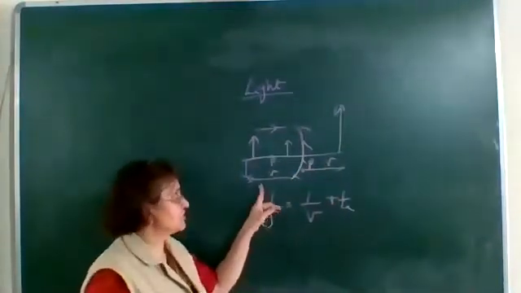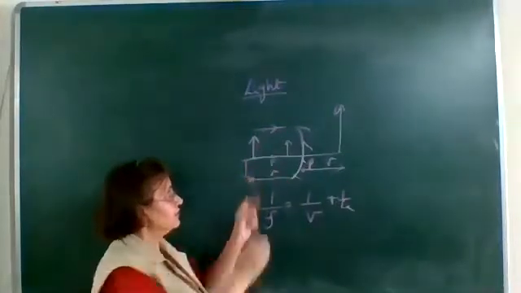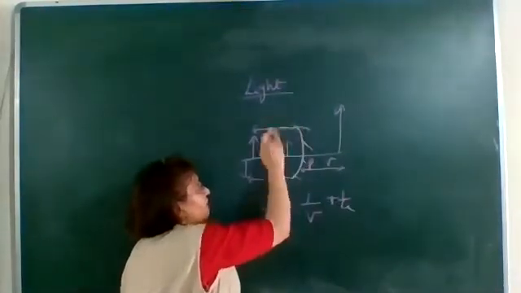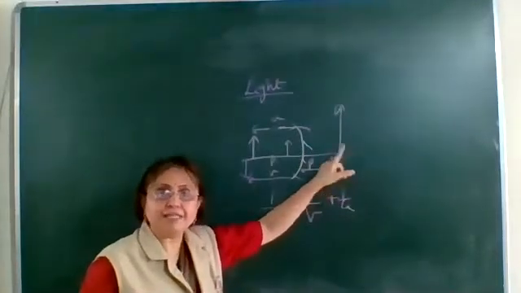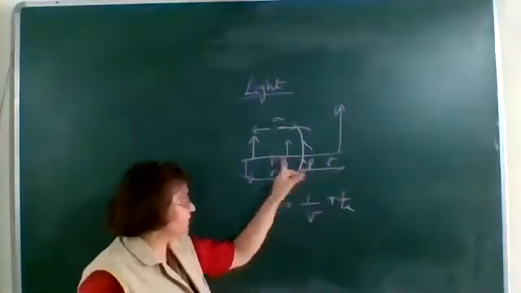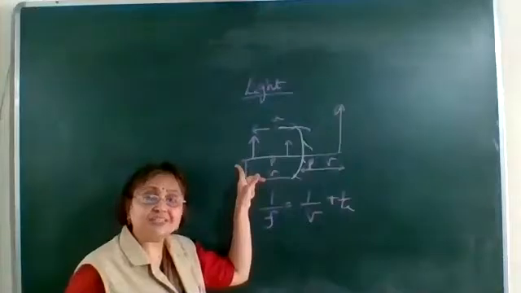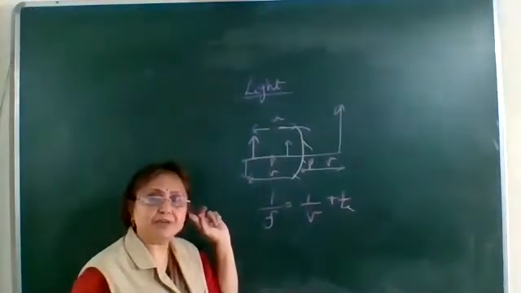So the u distance is always taken as negative. The v distance will be positive if the image is virtual and direct. If the image is real and inverted, then the v distance will be negative.